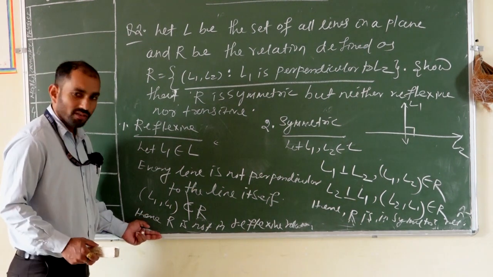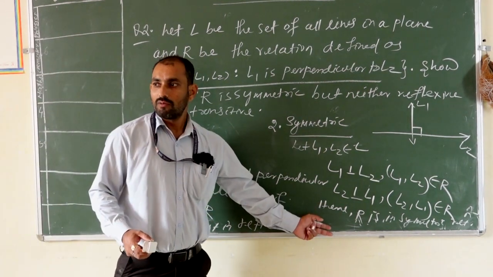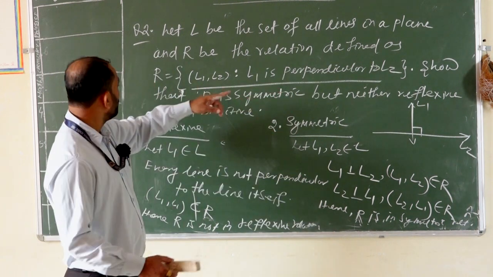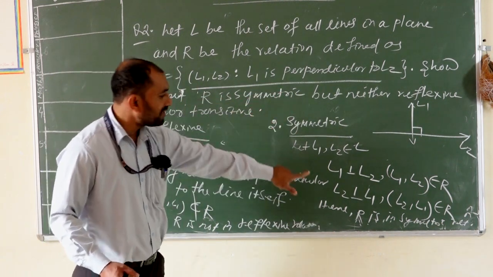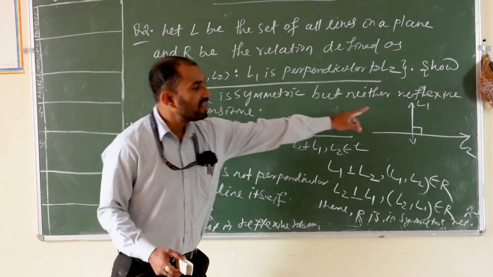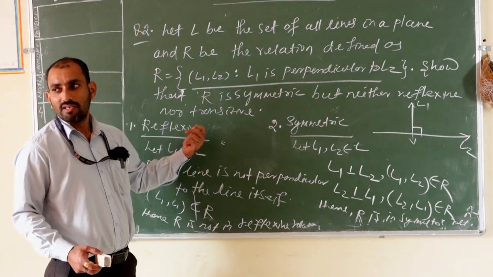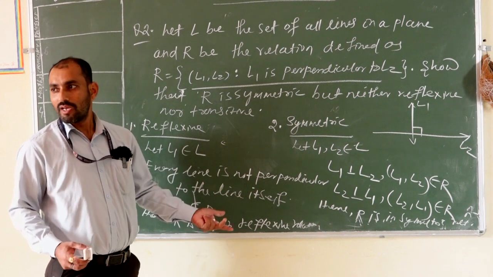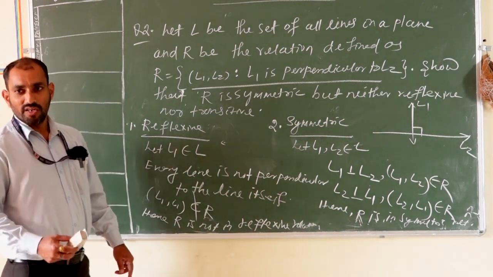Now reflexive does not mean symmetric happens. Okay, as per your proof, R is symmetric, but neither reflexive nor transitive. Reflexive is not satisfied, we have already proved that. Then we go to the transitive condition.